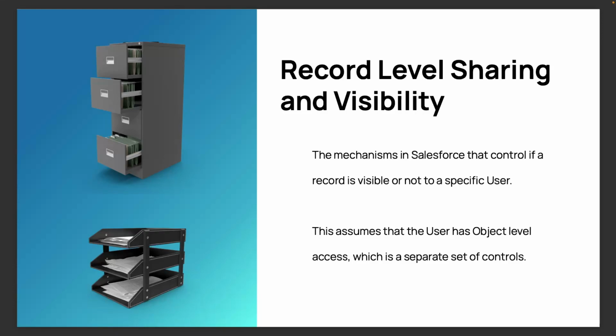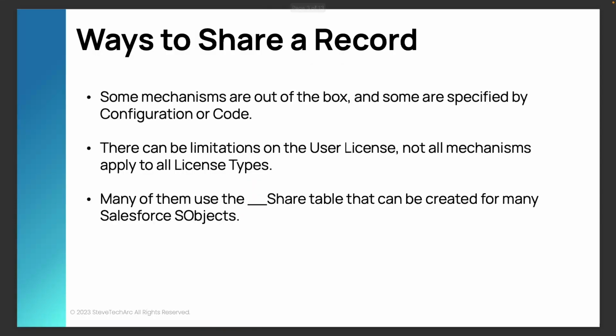You've controlled whether or not they can get to the file cabinet in an office through profile and permission set security, but determining which particular records they get access to is going to be driven by record level security. Now, some of the ways to share a record are out of the box, and some are specified by configuration or code. We're going to be going over those that are specified by configuration.